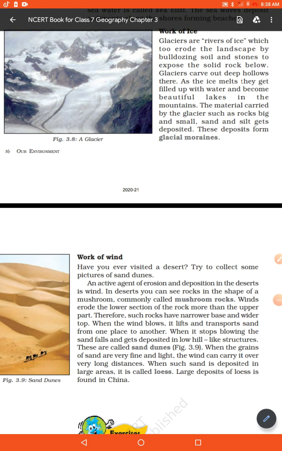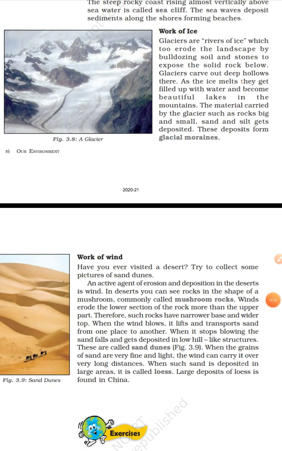Work of wind. Have you ever visited a desert? Try to collect some pictures of sand dunes. Okay, the slope which is formed by sand is called sand dunes. An active agent of erosion and deposition in the desert is wind. Okay, in the desert you can see rocks in the shape of a mushroom, commonly called mushroom rock. Wind erodes the lower section of the rock more than the upper part. Therefore, such rocks have narrowed bases and widened tops.